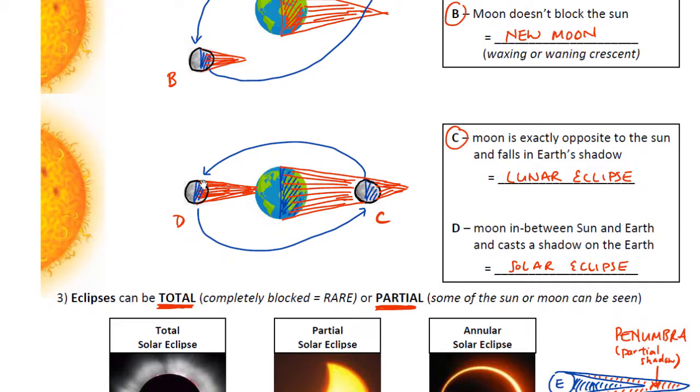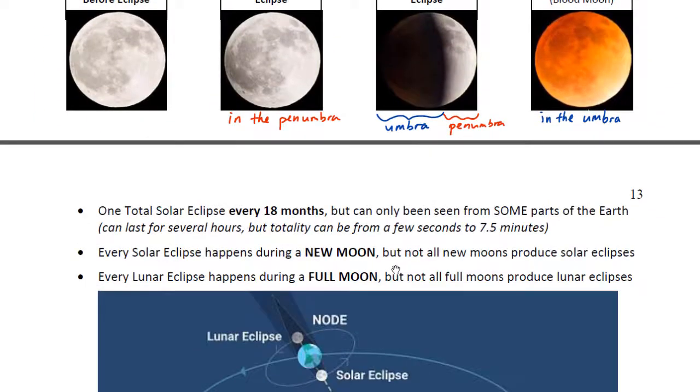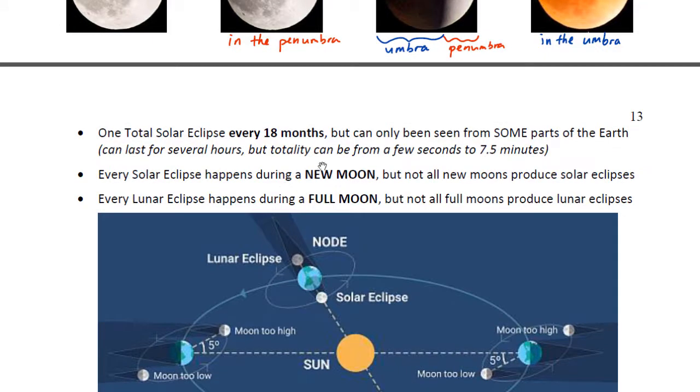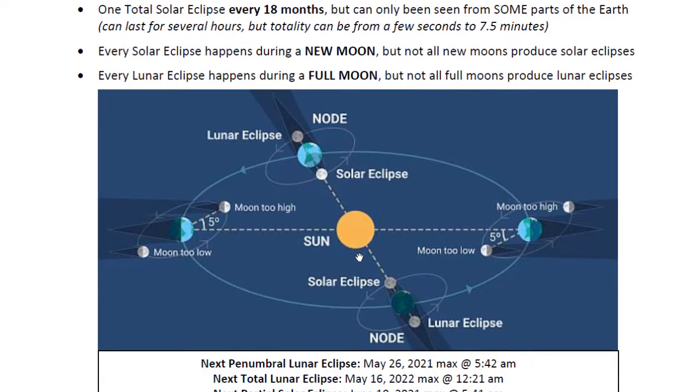If it's a little down or a little above, it's not going to block our view of the sun during the daytime. So every solar eclipse happens during a new moon, and every lunar eclipse happens during a full moon. Okay? So when the moon is behind the Earth in relation to the sun, and the Earth can cast a shadow on the moon, then you know you've got a full moon and it'll be the lunar eclipse.